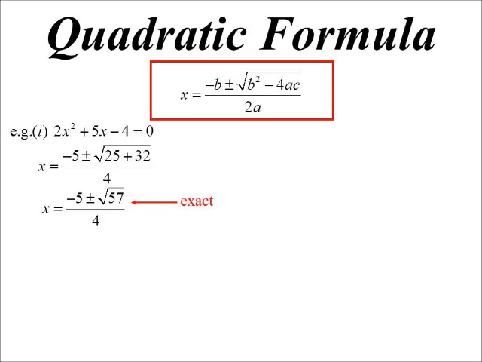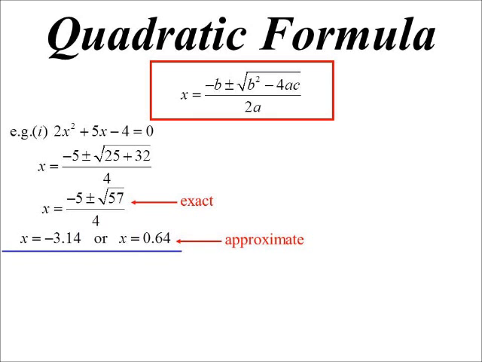Sometimes they ask us to get an approximate answer to 1, 2, 3, whatever decimal places. If so, we'd go to our calculator and work out the two possibilities. Don't waste time. Don't go to your calculator unless they ask you to find an approximate answer, because we prefer exact things anyway.